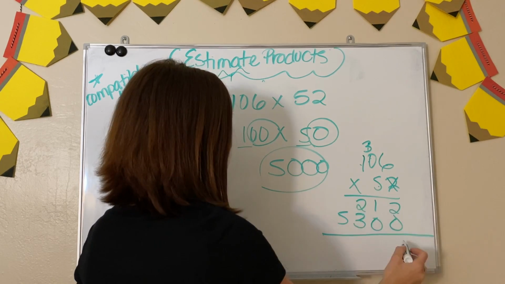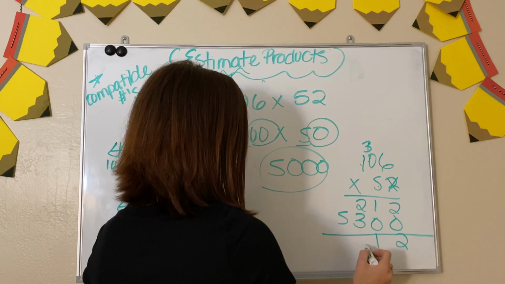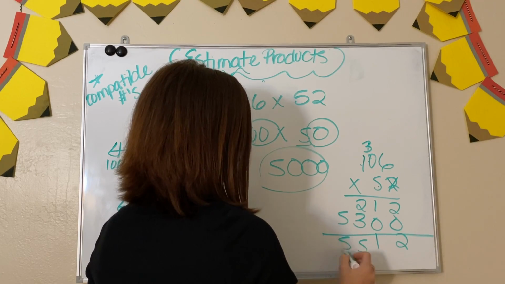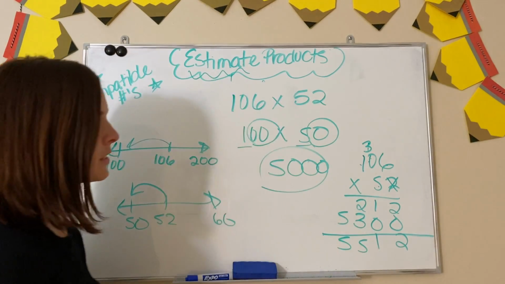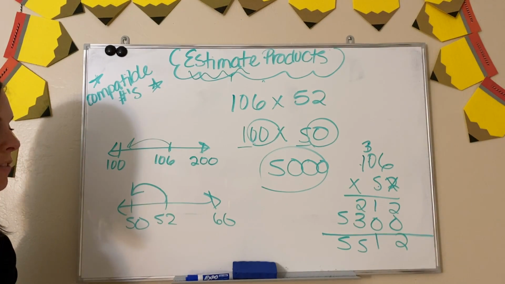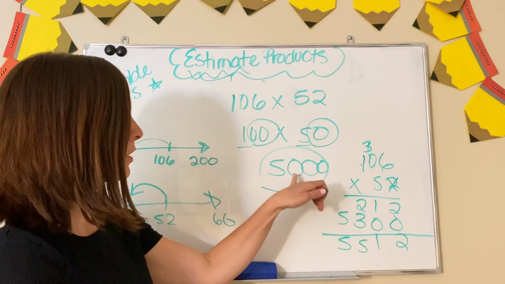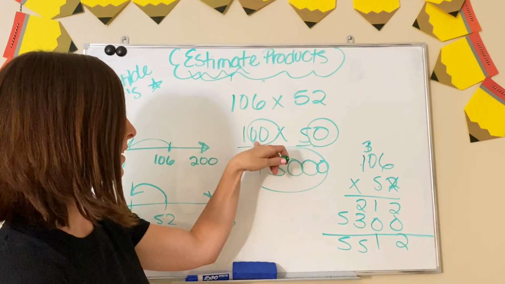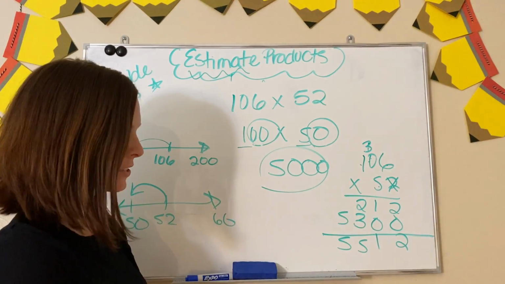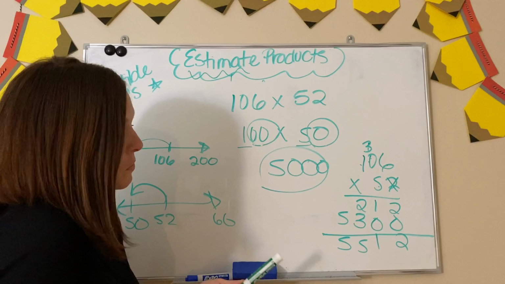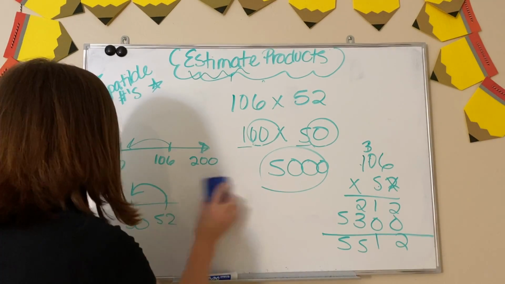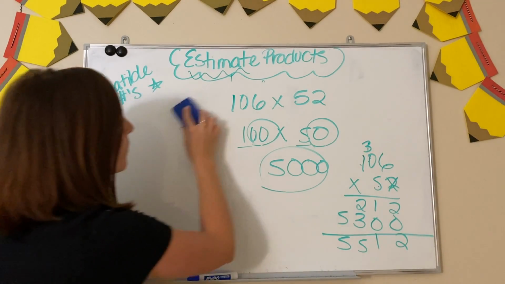And I forgot my 0 up here now that I'm checking it. Oops. So I got 5,512. That's pretty close to 5,000. And I'm sorry, I forgot my 3 zeros there with our answer. So it is pretty close. So we rounded accurately. Let's do another one.